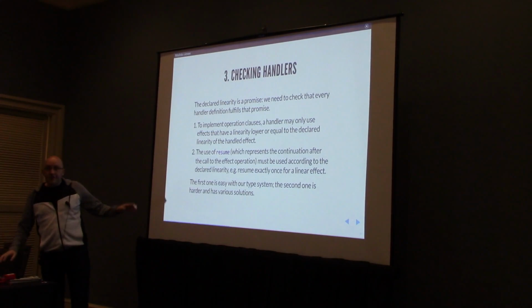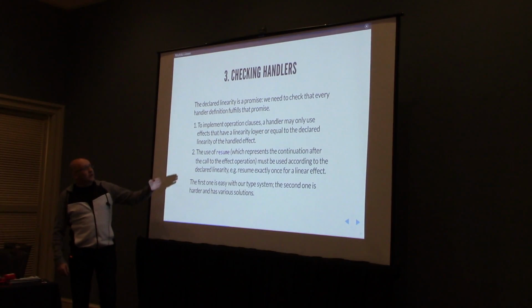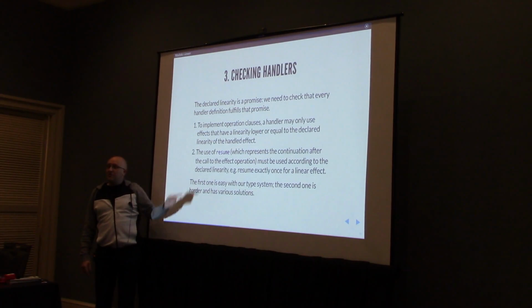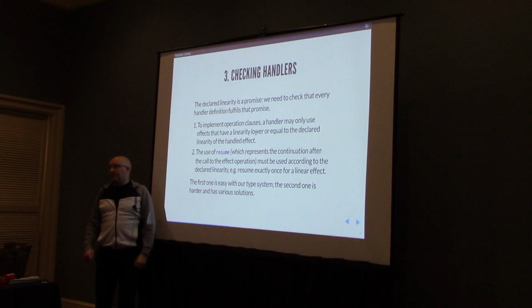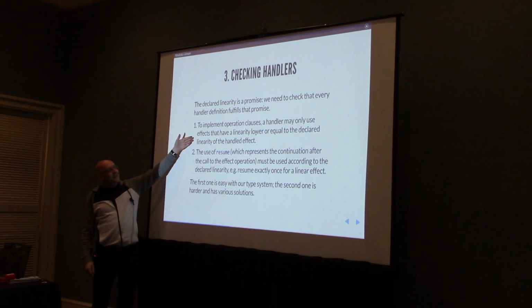There's a third ingredient necessary, and that is that all these annotations are a kind of promise. They say file will be linear, or exceptions are aborting. Now I have to check in each handler if it satisfies that promise. There are two parts to that. One is, in each operation clause, you shouldn't use more liberal operations yourself. If you do the read for the file handler, you shouldn't flip inside your read clause, because then you can secretly resume more than once. But that's very easy to check, because that's just a type system constraint.